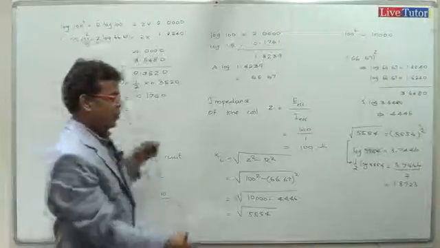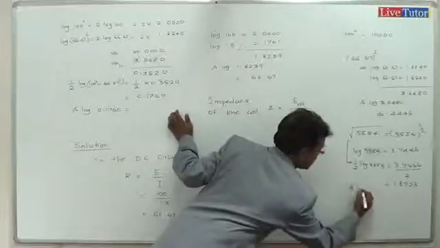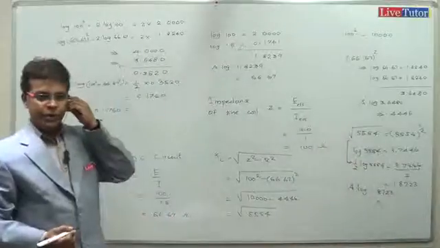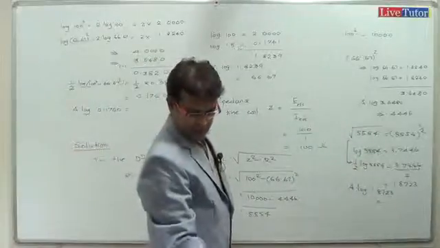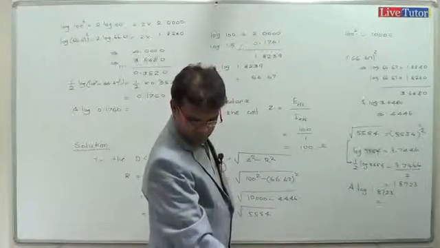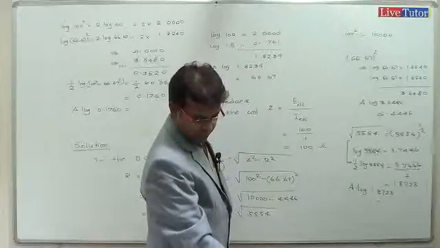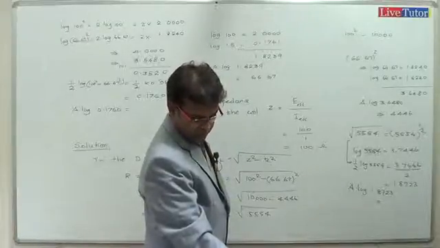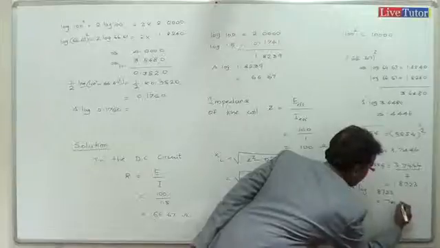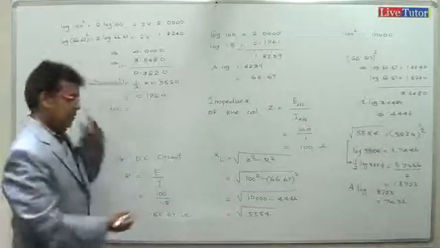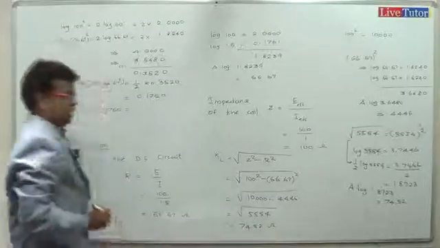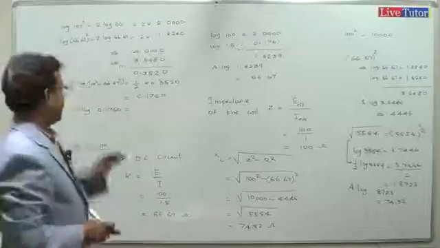Okay. So now take the antilog for this. 1.8723. Antilog of 8723. 7447 plus 5 gives 7452. So this is the value of XL. 74.52 ohms. This is the value of XL. So you have to get the value like this.